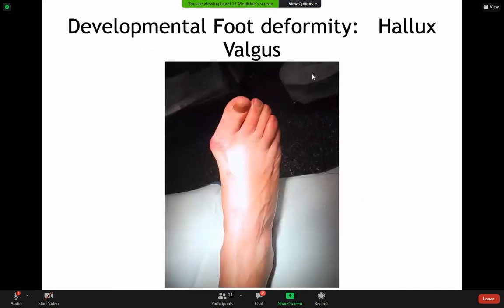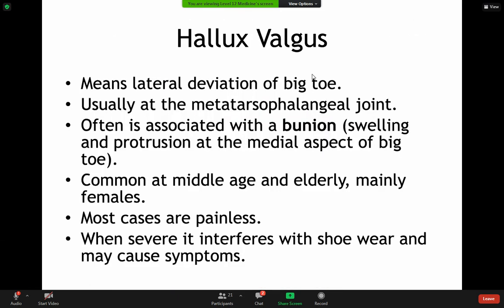So now moving on to Hallux Valgus, which is a developmental foot deformity, as you can see here. Sometimes this is called bunion. Hallux Valgus means lateral deviation of the big toe, usually at the metatarsophalangeal joint. Often it is associated with a bunion, which is the swelling and protrusion at the medial aspect of the big toe. Common in middle age and elderly patients, mainly females. Most cases are painless. When it is severe, it interferes with shoe wear and may cause symptoms.